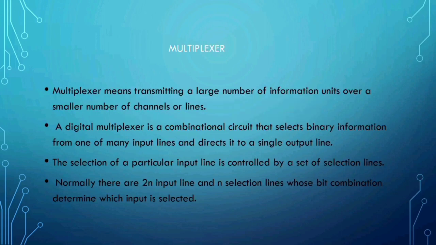Multiplexer. Multiplexer means transmitting a large number of information units over a smaller number of channels or lines. A digital multiplexer is a combinational circuit that selects binary information from one of many input lines and directs it to a single output line. The selection of a particular input line is controlled by a set of selection lines. Normally, there are 2^n input lines and n selection lines whose bit combination determines which input is selected.